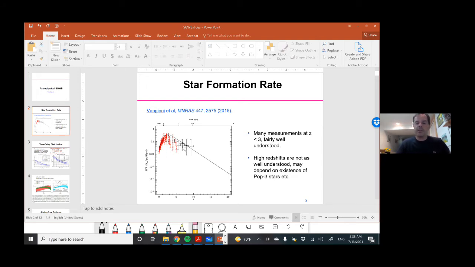So as you can see, there is a lot of data at low values of redshift. The x-axis here is the redshift, the y-axis is the star formation rate. And you see that there are a lot of measurements at redshifts below, let's say, 5. And you see that the star formation rate, as you go back in time, increases. It peaks at around a redshift of 1 or 2, and then decays away as we go further back in the history of the universe.